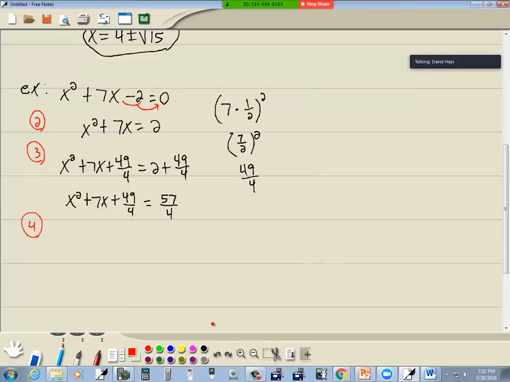Step 4, factor the left side. This would be kind of hard for me to factor if I didn't remember the trick. So this factors as x plus 7 halves squared. Again, whatever number's right here, for your squared, sign included, is always what comes down at this point.